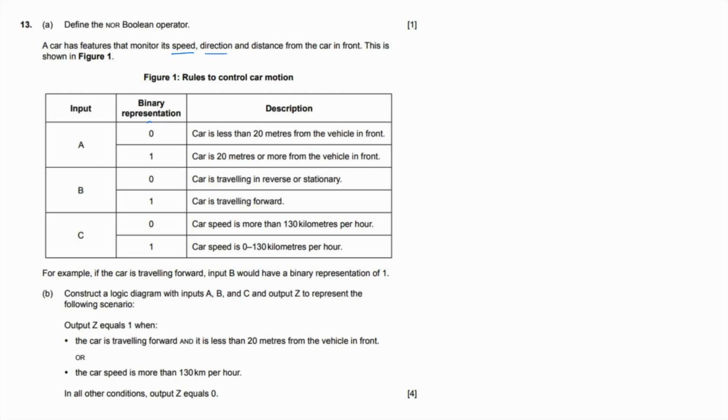Okay, so now we're actually going to use logic gates to model a real-world problem. And so here we have a car that has features that monitor speed, direction, and distance. So essentially, our car is going to be giving us 3 inputs. It's going to be giving us input A, B, and C. And these inputs are going to go into a logical circuit that we're going to design. So A represents the distance from the vehicle in front, with the input being 0 if it's less than 20 meters from the vehicle in front, and 1 if it's 20 or more.